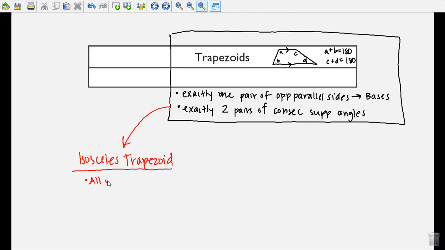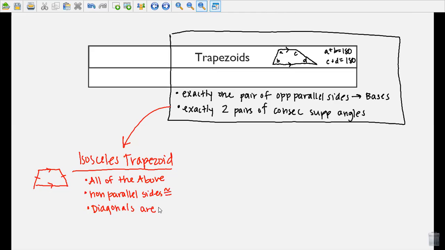All right, and so our first property is all of the above because it's got the same stuff going on as our general trapezoid. But then more specifically, our non-parallel sides, or your non-bases, are congruent, right? So that means we have our parallel bases, and then our sides that aren't parallel are congruent. Okay, this is nice and pretty and symmetrical, which means that our diagonals are congruent.